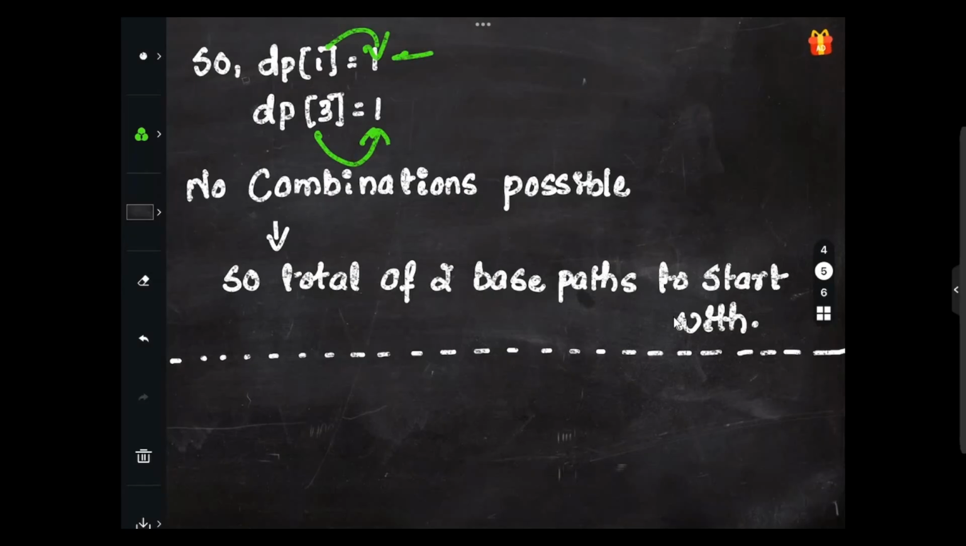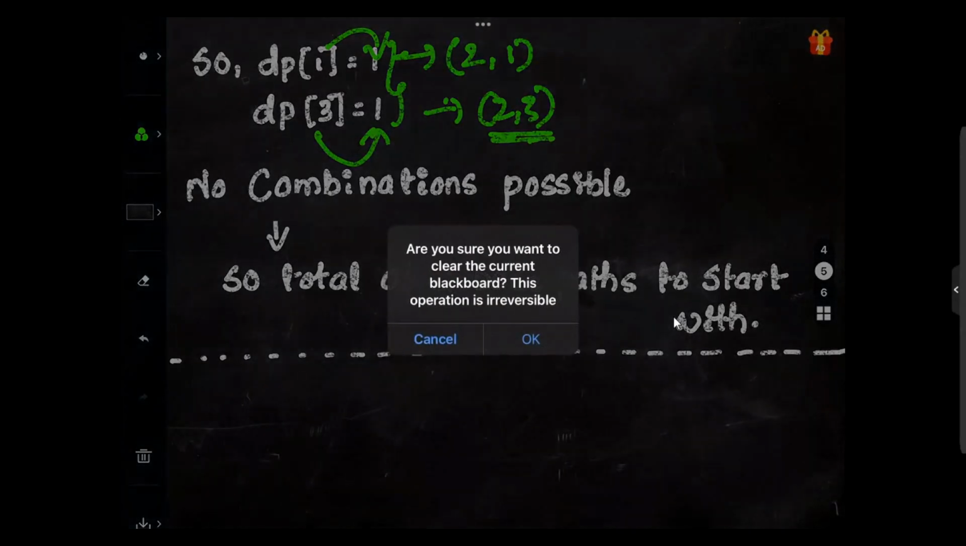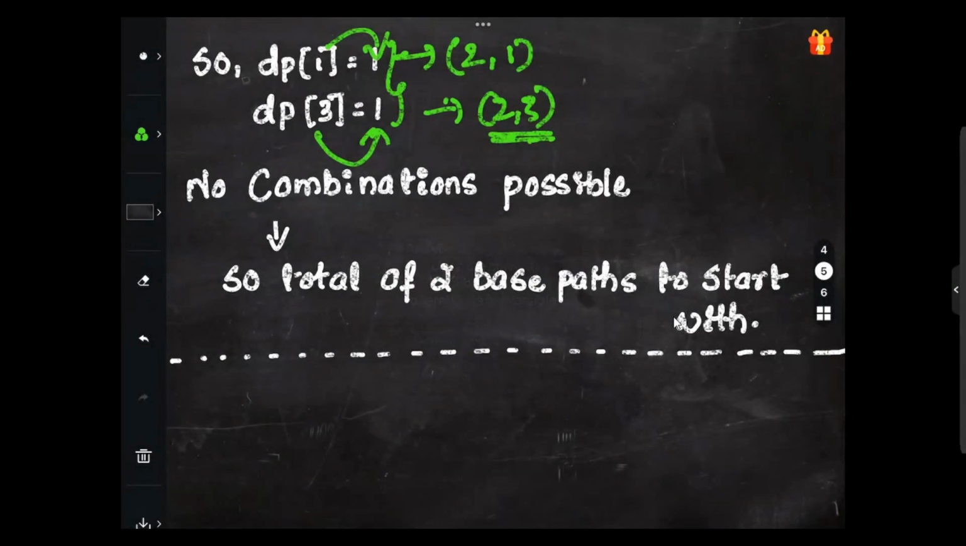Here dp of 1, so this can be broken down. 2 can be broken down into 1 and 1. This is nothing but 2 comma 1 where x is present and 2 comma 3 where x is present, at the third row, basically row 0, row 1 and row 2, 0 indexed. In row 2, x is present at 2 comma 1 and 2 comma 3. So we are breaking down the 2 into two steps: dp of 1 equals 1 and dp of 3 equals 1.